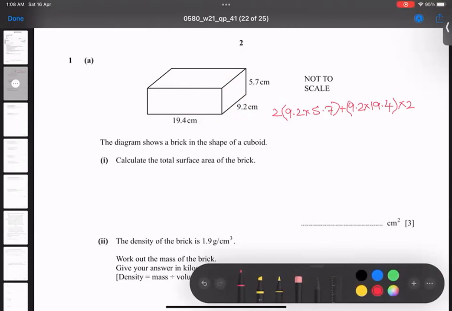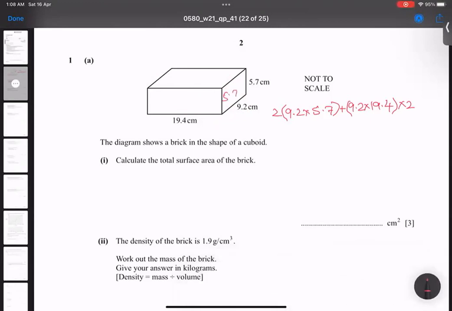Further left is the front wall, this one, which is 5.7 in height, and this front wall and the back wall. So plus 19.4 into 5.7, and again into 2. And when you type it in the calculator, it will give you 683 centimeter square. But let me reconfirm again.